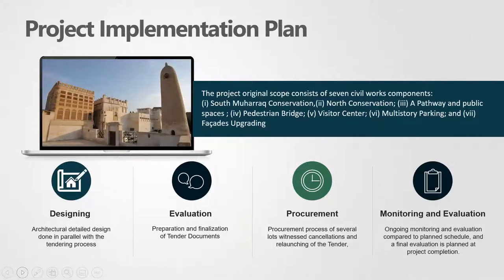Originally, the project scope consisted of seven civil works components. First, the South Muharraq conservation, the North conservation, the pathway and public space, the pedestrian bridge, the visitor center, the multi-story parking, and then the facade upgrading. Now, in terms of design, the architectural design and detailed design were done in parallel with the tendering process. Preparation and evaluation of tender documents were also carried out. In terms of the procurement process, several lots witnessed cancellation and relaunching of the tender. I will come back to that during the lessons learned.